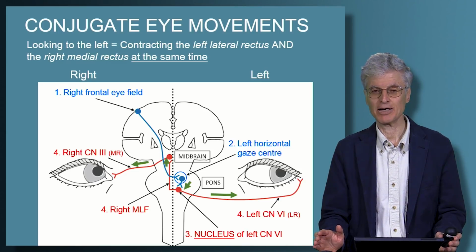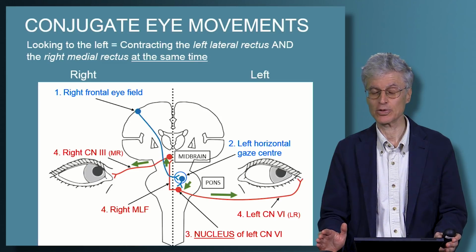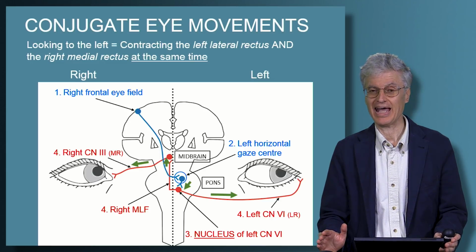So the summary, the short form of this is that the right frontal eye field tells the brainstem to turn the eyes to the left, or the left frontal eye field tells the brainstem to turn the eyes to the right, and the connection to yoke the eyes together to create conjugate synchronous eye movements is the medial longitudinal fasciculus between the sixth cranial nerve nucleus and the third cranial nerve nucleus in the midbrain on the other side.